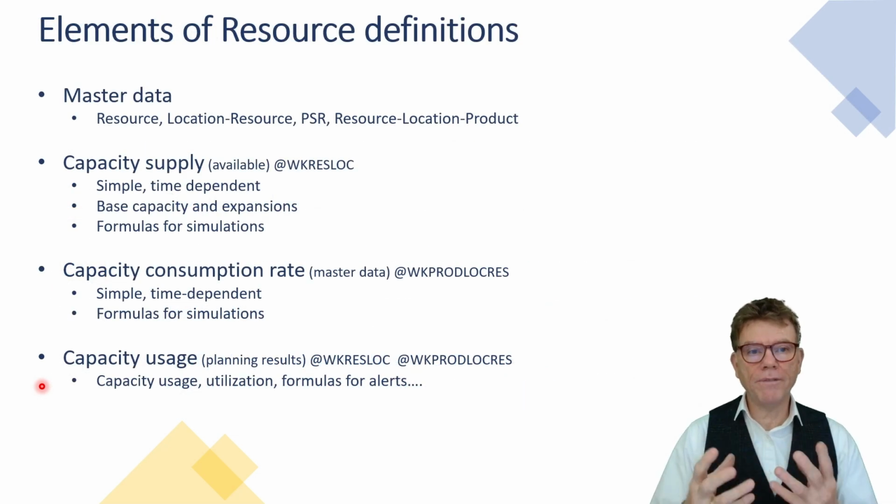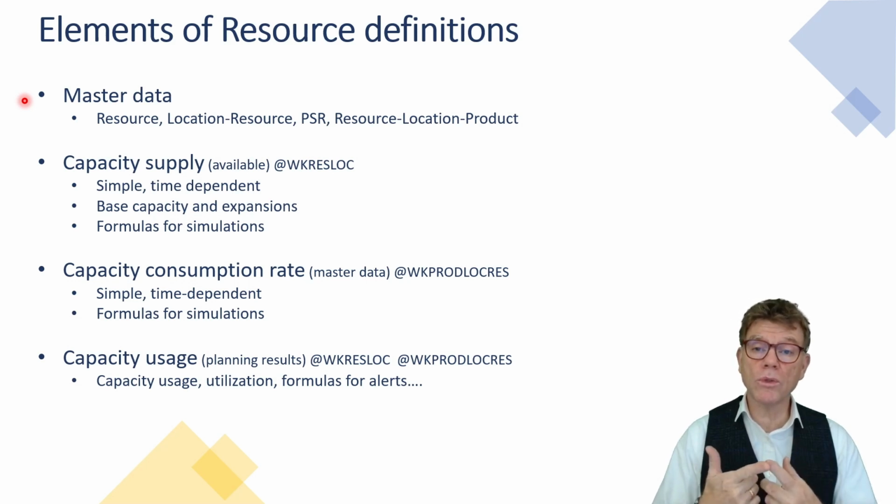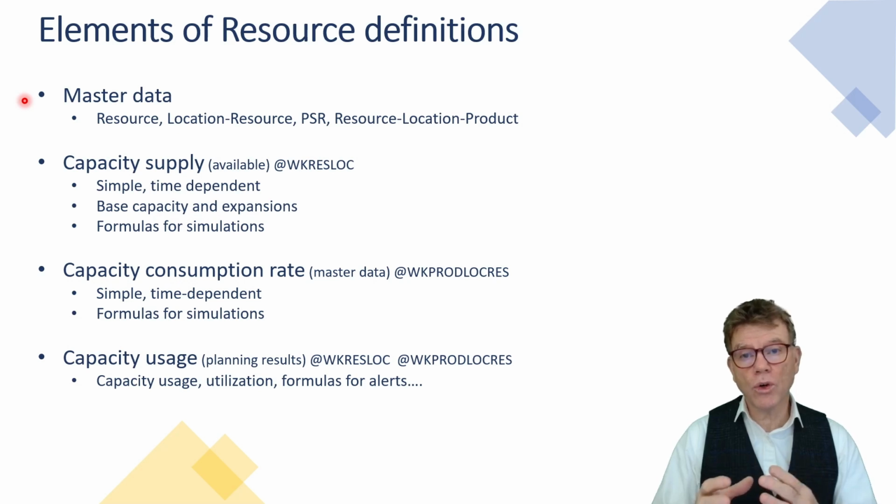Then from the definition perspective, resource and capacity are made of two kinds of things. The master data first, and then the key figure elements. So the master data, as we can see here, there are many master data in IBP, and from the resource perspective, we have the resource master, we have the location resource, where we define the supply. Then we have the production source resource, where you define what resource is to be used when we produce such a product. And then the resource location product whenever you have the scenario for storage or material handling resource.